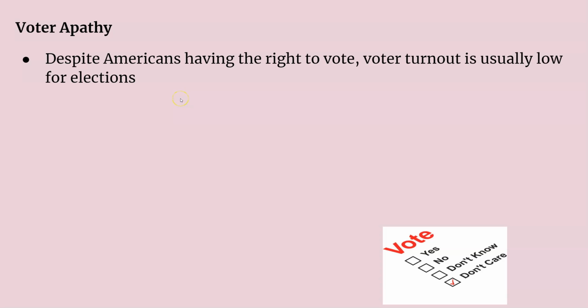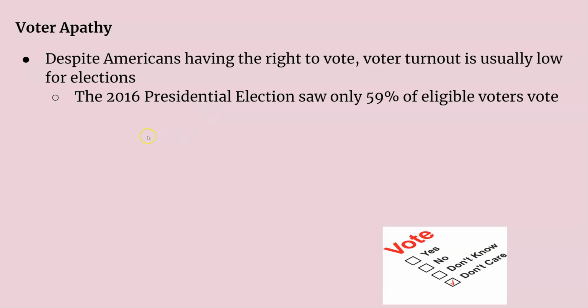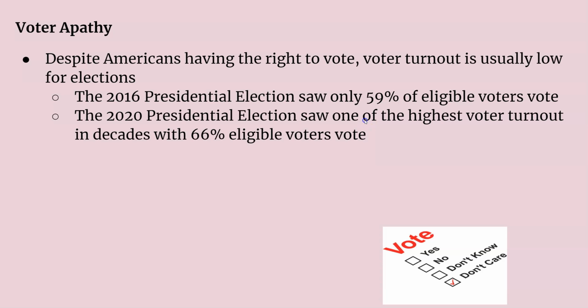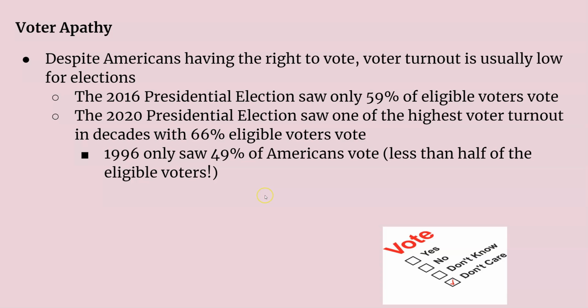So, voter apathy. Despite Americans having the right to vote, voter turnout in the United States is low. In 2016, only 59% of eligible voters in the entire United States came out to vote that day. The 2020 presidential election saw the highest turnout that we've had, about 66%. It's like, yay, 2020, we had 66%. Where was the other 34%? That could have made a major difference in the election.